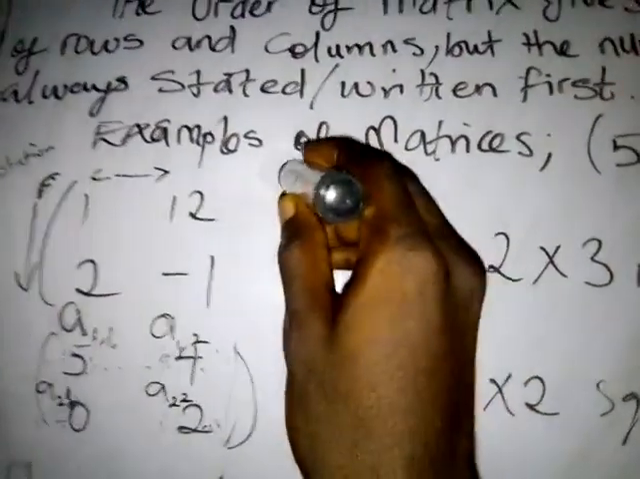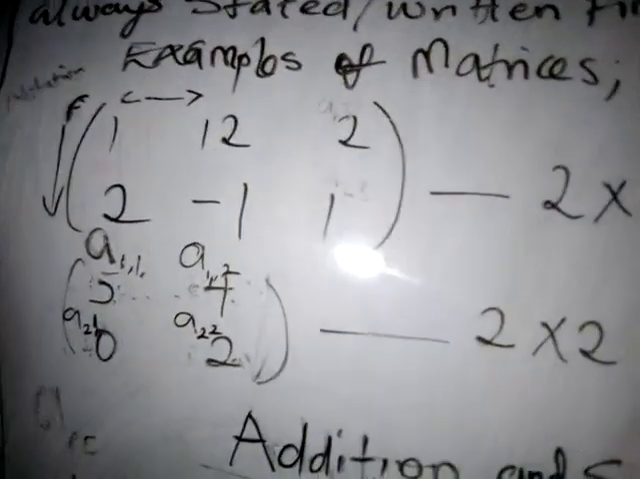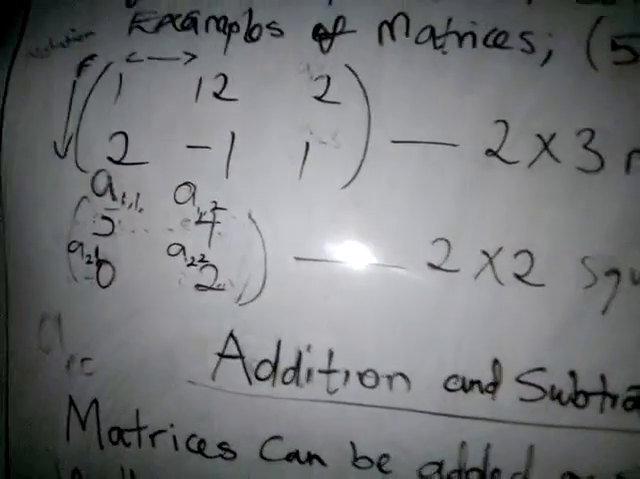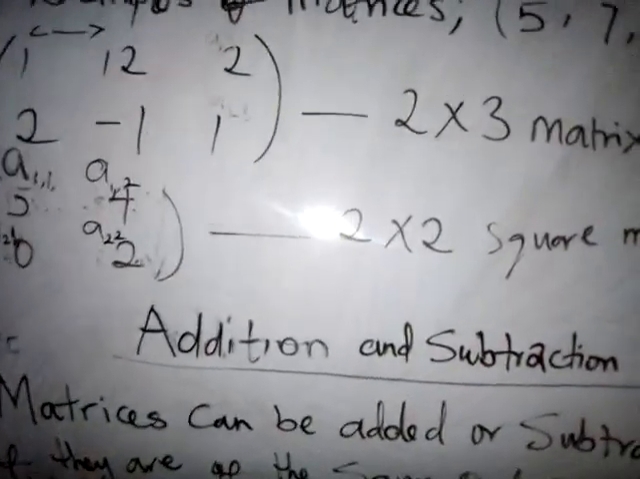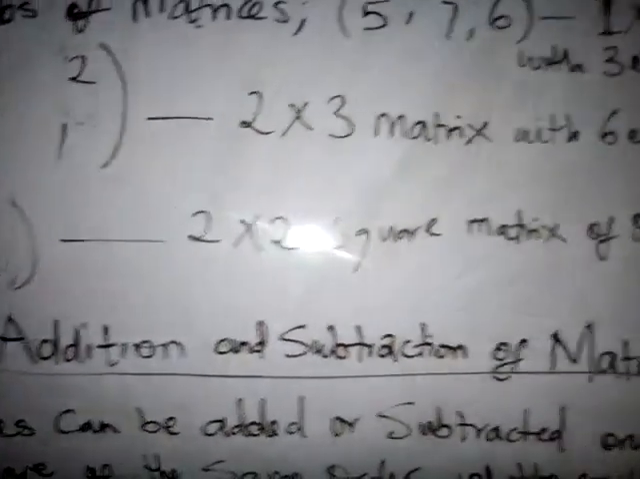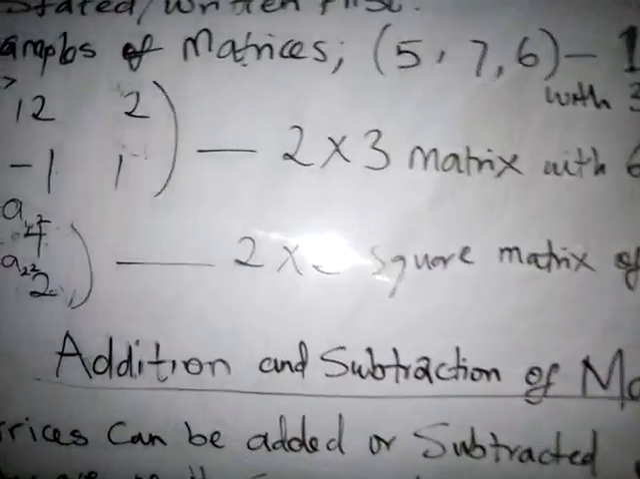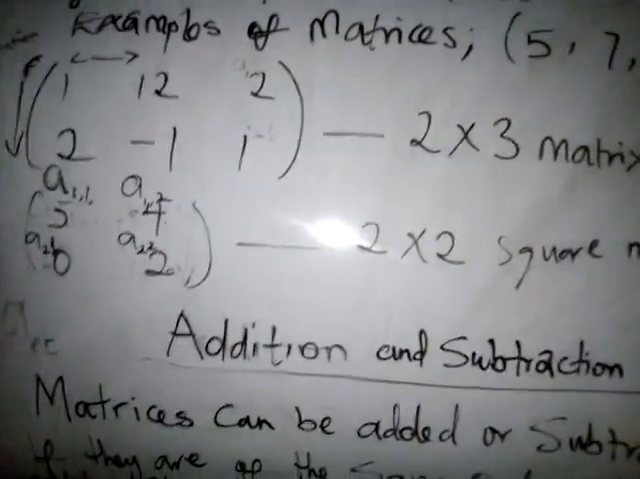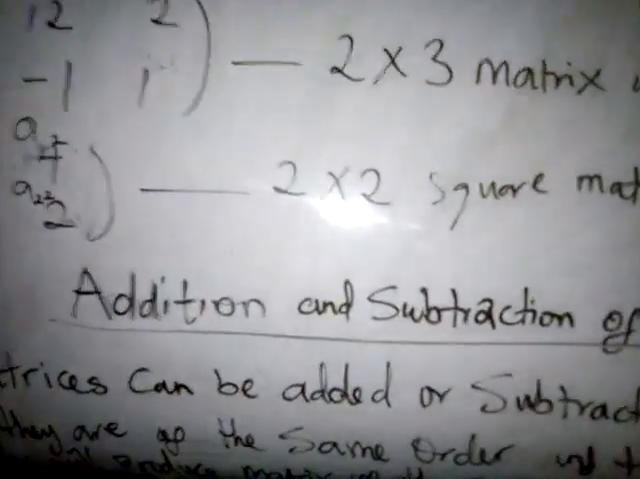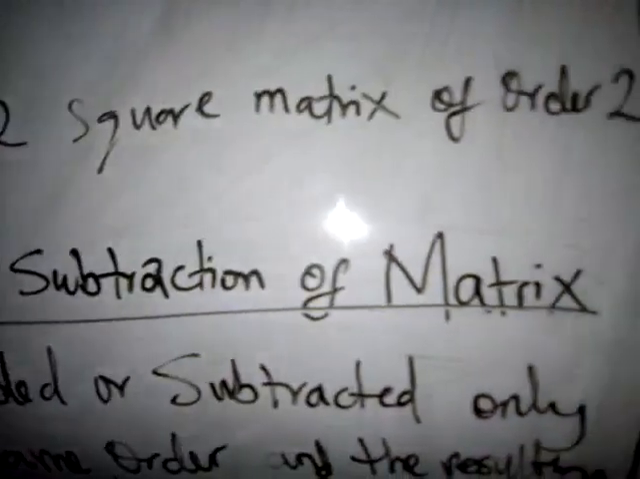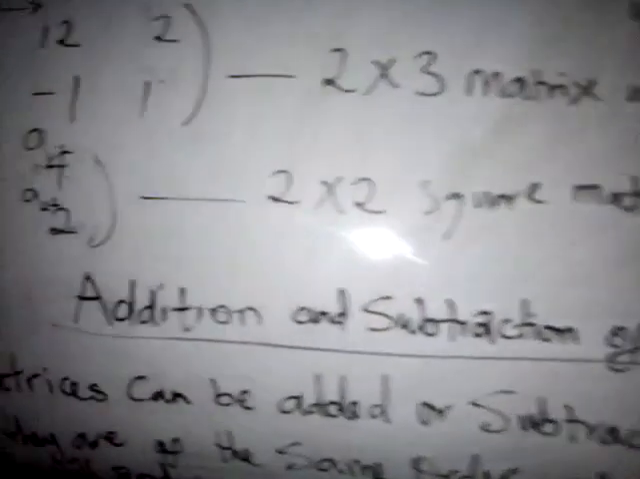A23. This is A13. Do you understand now? So that is how to represent that. That's how you represent. So let's go further to addition and subtraction of matrices. Addition of matrices. So matrices can be added or subtracted, only there is a condition.